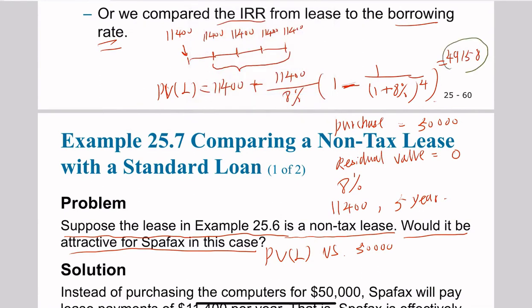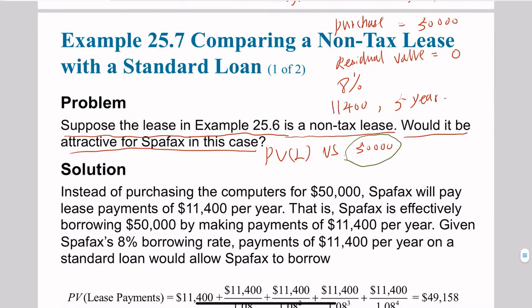And then you compare this number with this number. And you find out the present value of the lease payments is smaller than the purchase price. And you can see that this basically means lease is preferred, right?